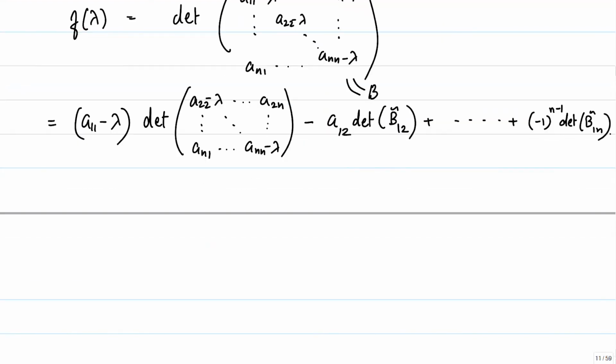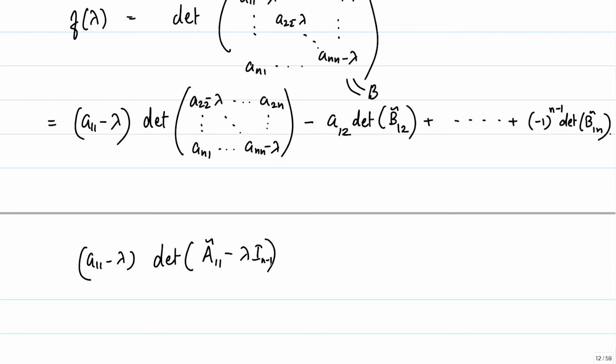Okay, so what is the first term? Let's go one after the other. Let's focus on the first term. The first term, if you notice, is (A11 minus lambda) into the determinant of A11 tilde minus lambda I, where A11 tilde is the matrix obtained by removing the first row and the first column of A. So A11 tilde minus lambda I, of size n minus 1 in this case.